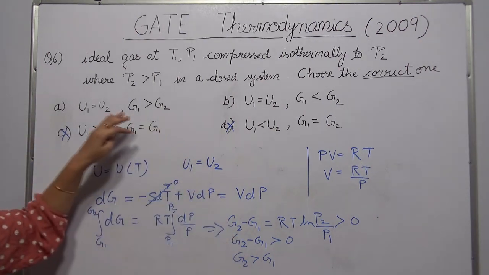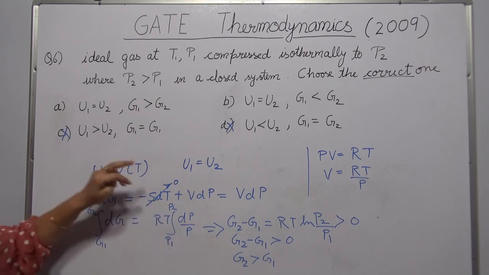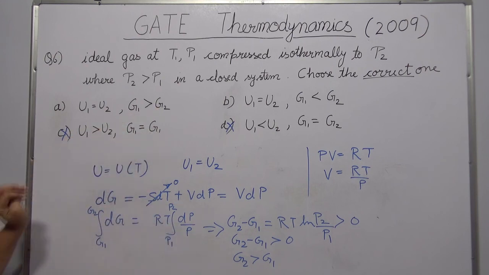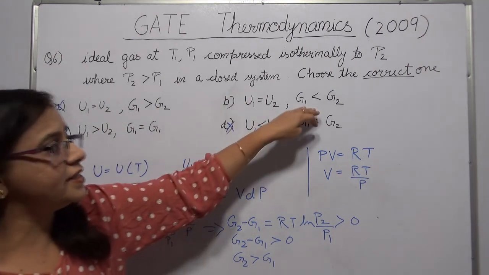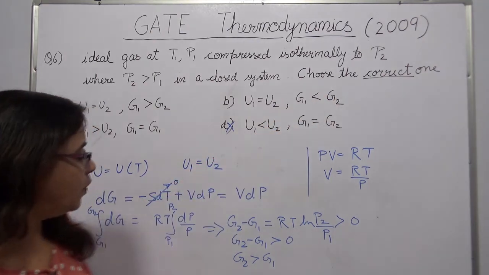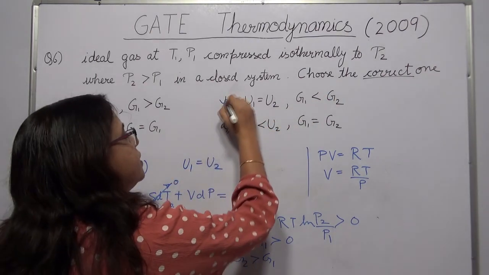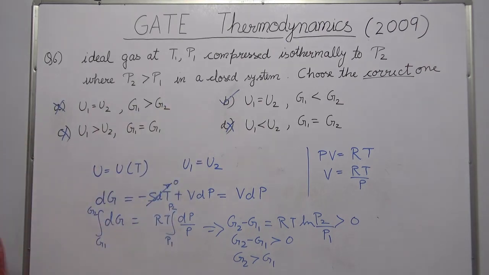Now let's see which option says this. G1 is greater than G2? No, this is wrong. Here it says that G1 is less than G2, so this option is correct. Your option B is correct.